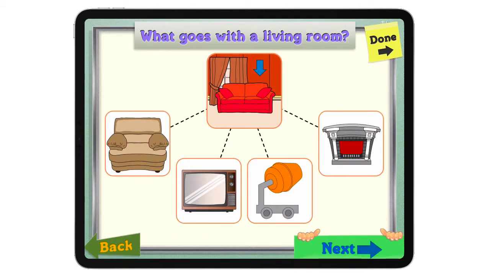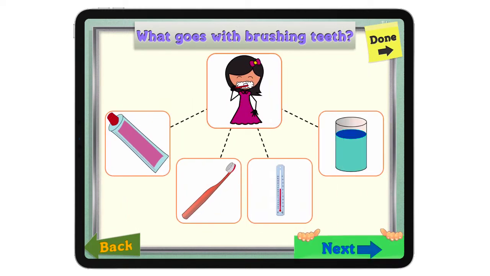What goes with a living room? What goes with brushing your teeth? There are incredible ways to prompt for additional language practice here, including naming the individual items. We didn't name them on purpose, as well as asking them why these items go together.